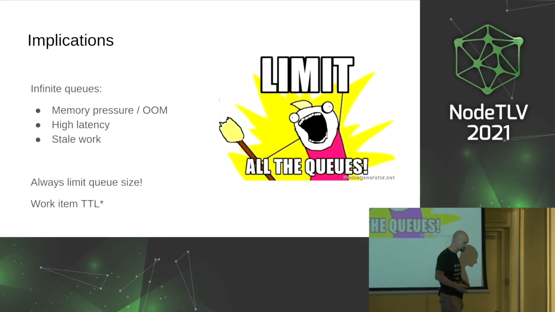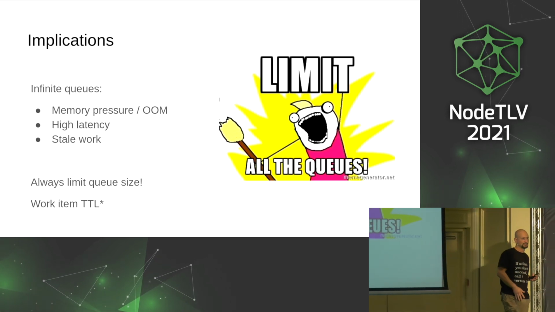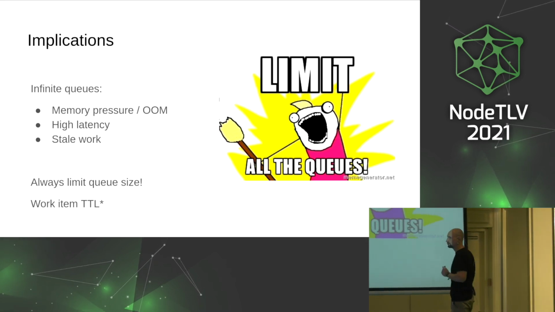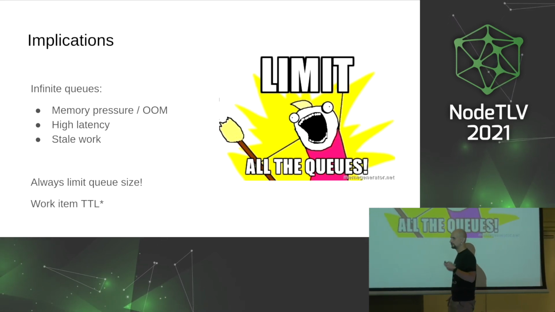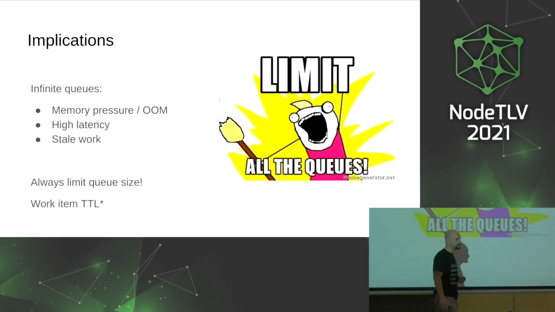And when something waits in the queue long enough, it can be stale. Maybe the client has timed out, and now you're servicing work that doesn't mean anything anymore, and you're just wasting your resources. So never, ever use unlimited queues.